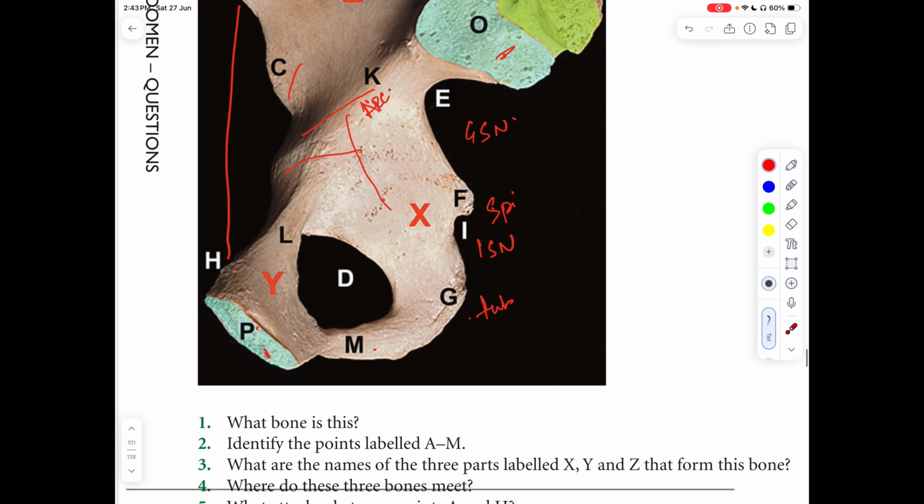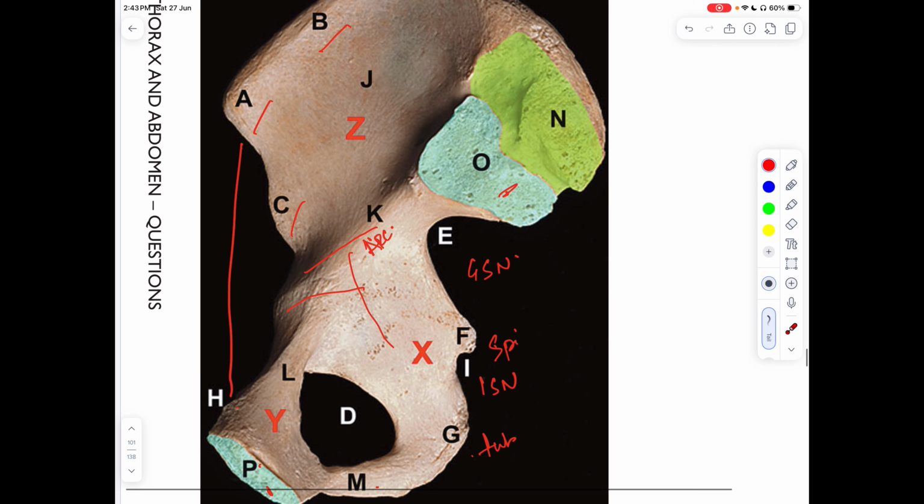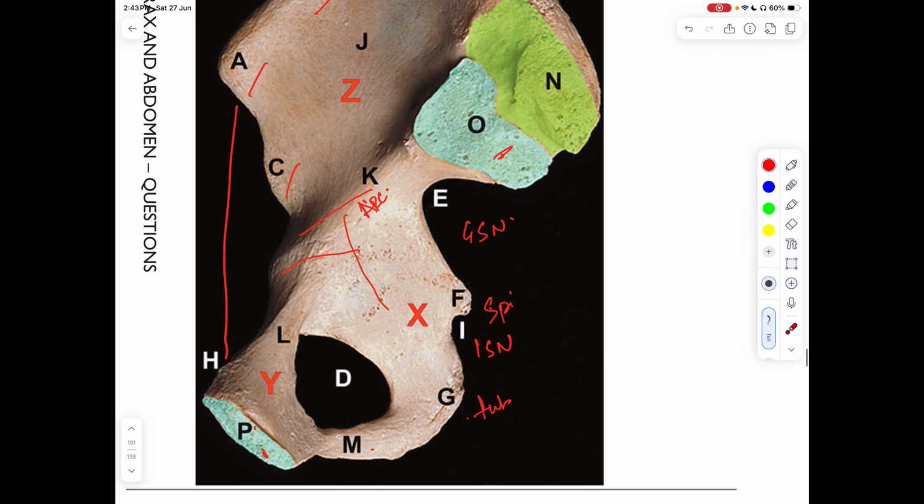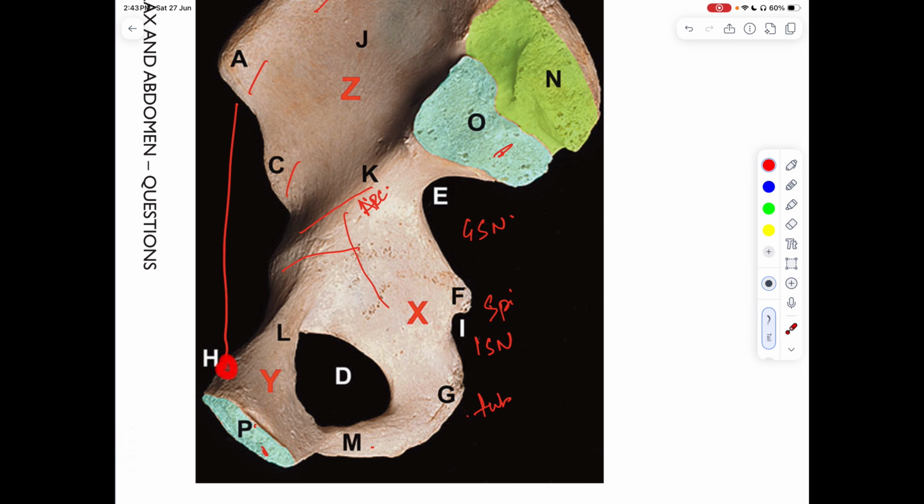So this one is the structure of the ilium, ischium, and pubis. Three bones joined together to form the hemipelvis. This is the right hip bone, the innominate bone. A is the anterior superior iliac spine. This is the iliac crest. And C is the anterior inferior iliac spine. J is the iliac fossa. Then K is supposed to be the arcuate line. This is the arcuate line. Then H is the pubic tubercle, and this is the pubic crest.